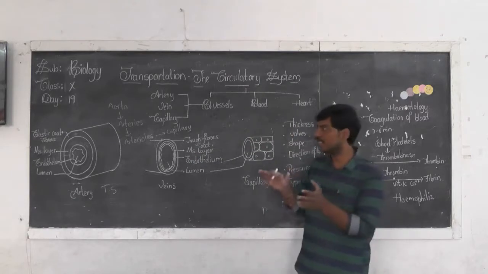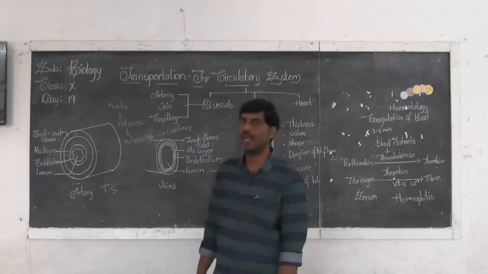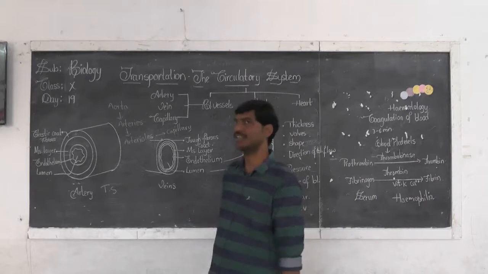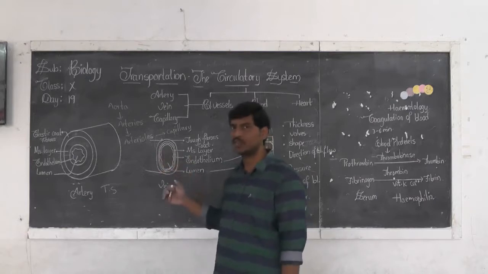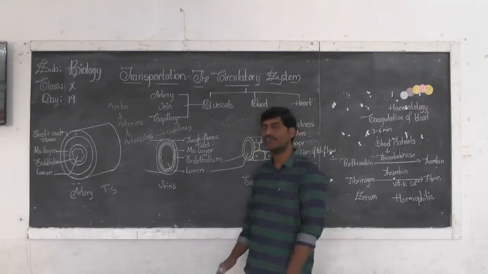As it divides, what happens? It becomes very narrow. As it becomes narrow, the pressure keeps on decreasing. The pressure decreases from aorta to arteries, from arteries to arterioles, and finally it moves into the capillary.